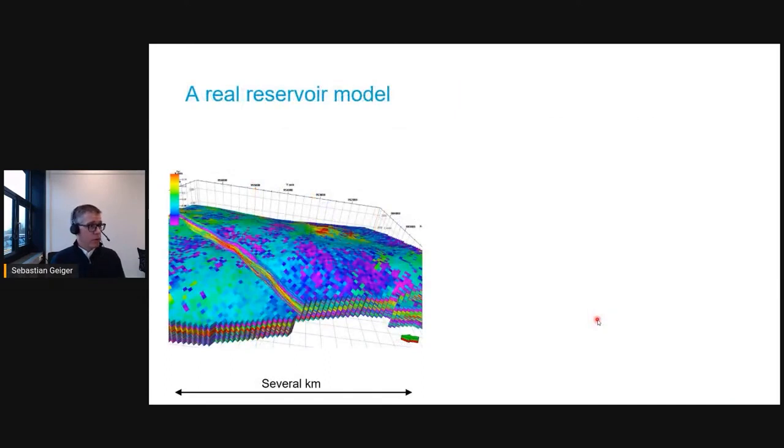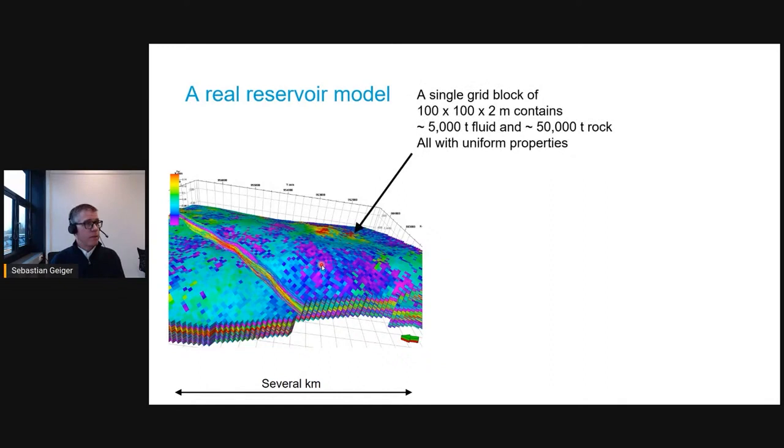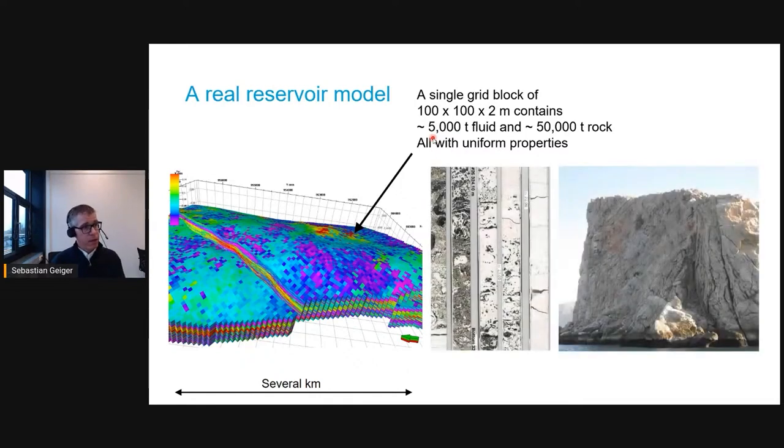So when we build a real reservoir model, this is a reservoir model that some of my students had built in the past, we have several kilometers in size, we have all these wonderfully colored grid blocks. What we need to remind ourselves is that each grid block is perhaps 100 by 100 by 2 meters in size. That contains roughly 5,000 tons of fluid, roughly 50,000 tons of rock, and we assume that volume has uniform properties. So it's a much larger volume of rock than what you at LRAP do your experiments on, for example.